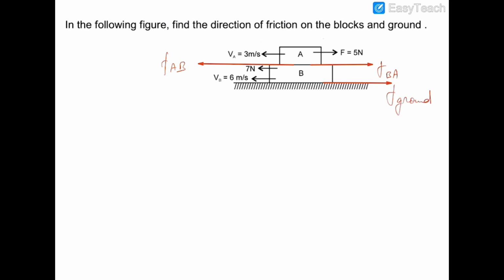Okay, now we move on to the next question.